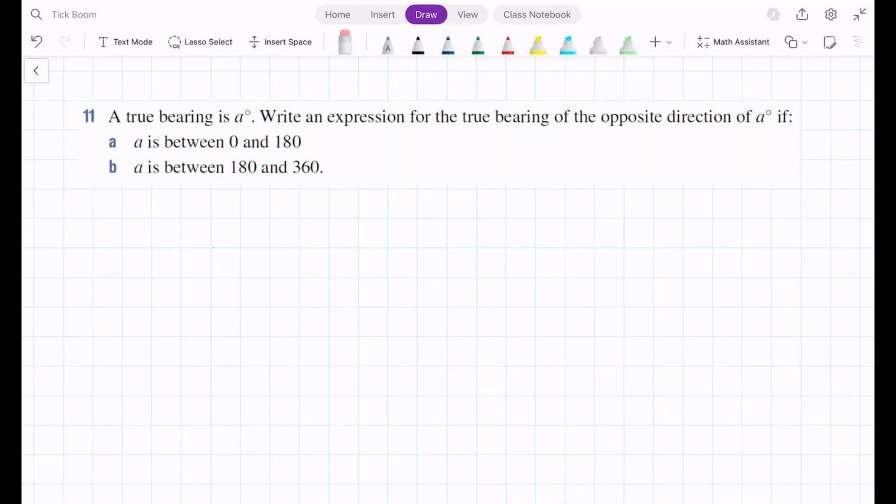Hello Year 9, in this video we're looking at question 11, which says a true bearing is A degrees. Write an expression for the true bearing of the opposite direction of A degrees if A is between 0 and 180, and then if A is between 180 and 360.